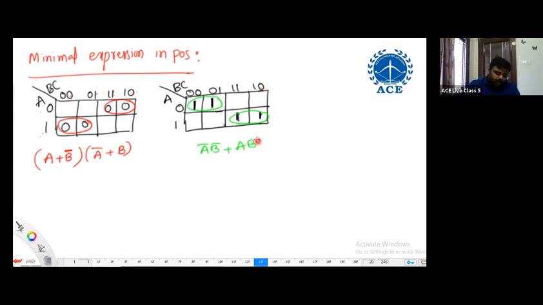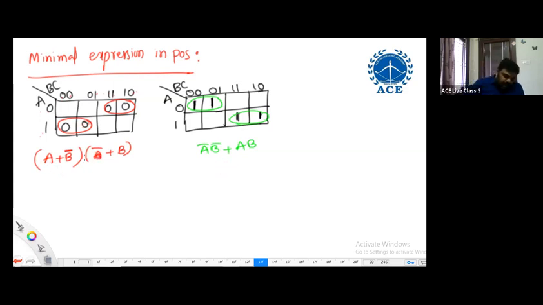For the same function, using max terms POS, using min terms SOP. Are they same? Must be same according to our earlier discussion. SOP, POS are giving same functionality. So with respect to this function, these are max terms, these are min terms, I am writing two expressions: using max terms in POS, using min terms in SOP.